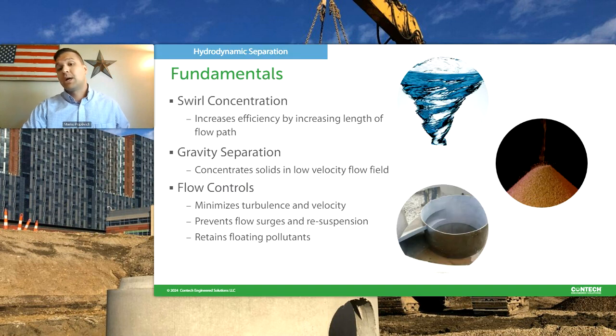What actually makes these work? What are the basics behind a hydrodynamic separator? Essentially, what we're trying to do is elongate the flow path. We want the longer settling time with gravity separation. So what we try to do is implement a series of flow controls, weirs, baffles, flumes, and the goal with that is to back up water surface elevation and direct that flow path through the system to allow for the most optimum removal of those pollutants of concern.